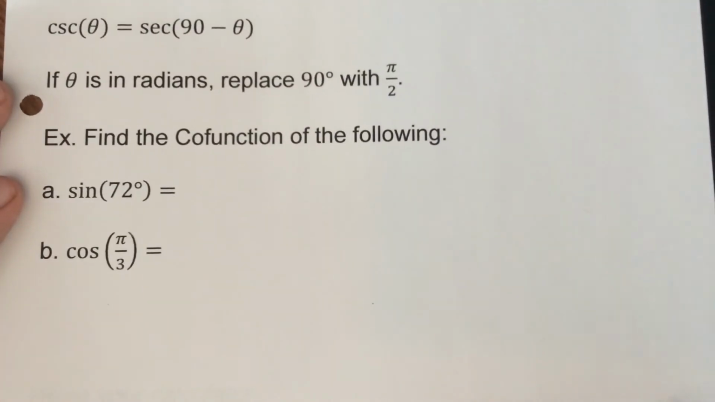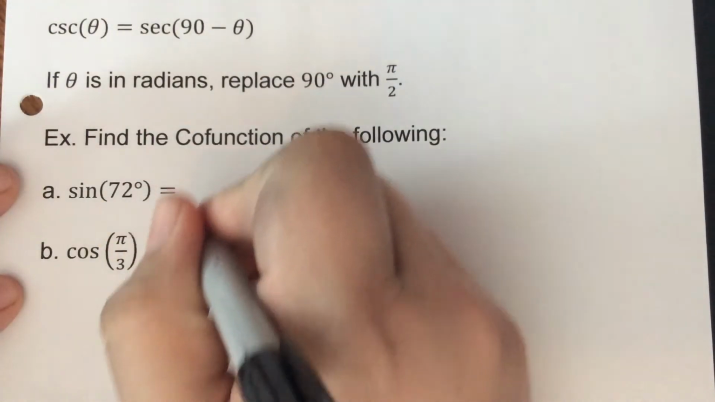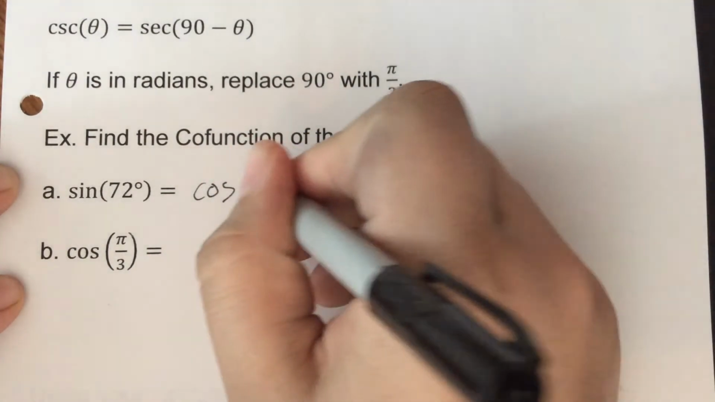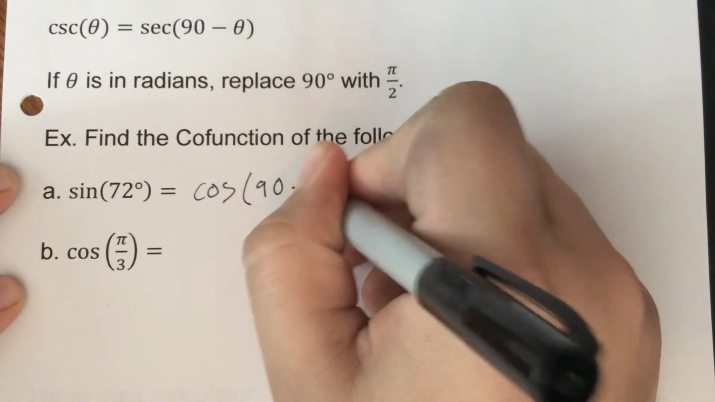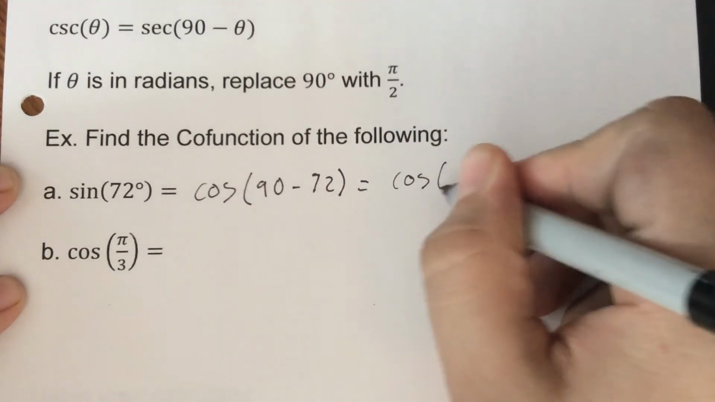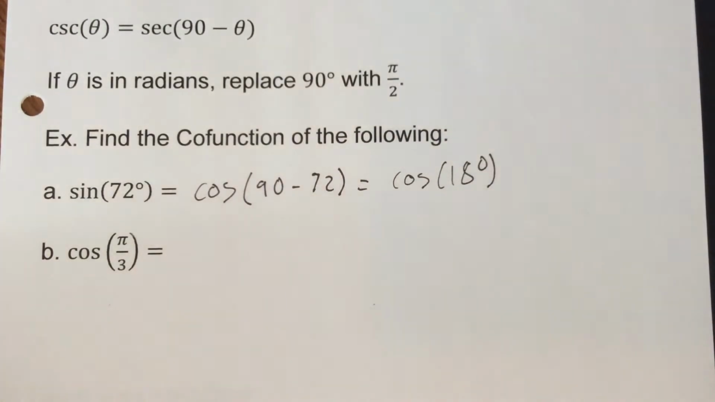So to find some, the co-function here would be cosine, since we're dealing with sine, and it's going to be 90 minus the angle of 72. So in other words, cosine of 18 degrees would be the same thing as sine of 72. So that's how they're going to give you the same values there. That's how it's going to work together.